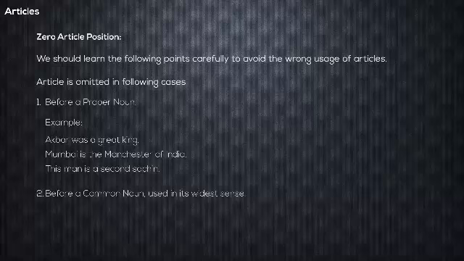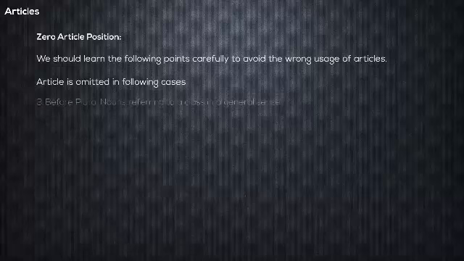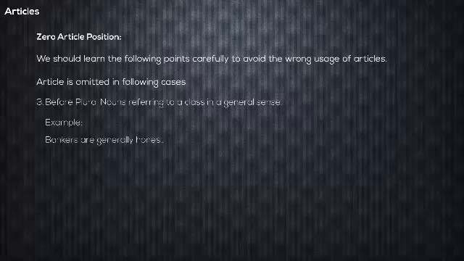Second, before a common noun used in its widest sense. For example, man is mortal. What kind of bird is it? Third, before plural nouns referring to a class in a general sense. For example, bankers are generally honest. Lawyers are generally intelligent.